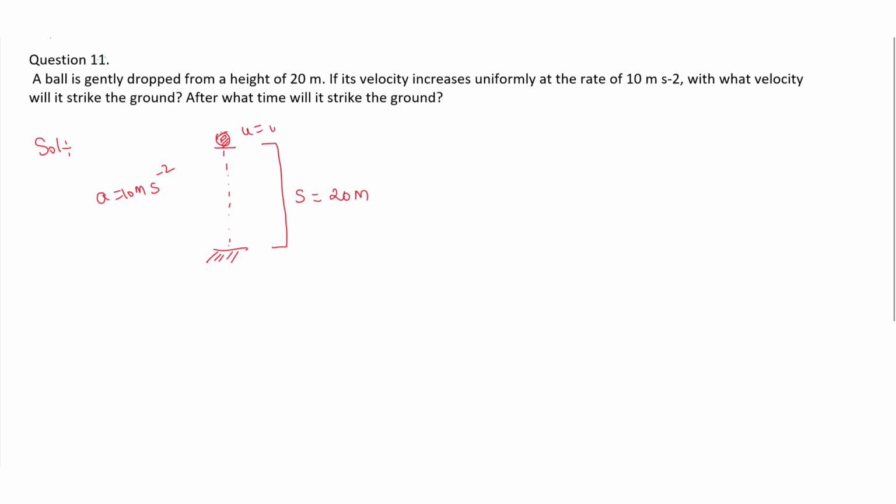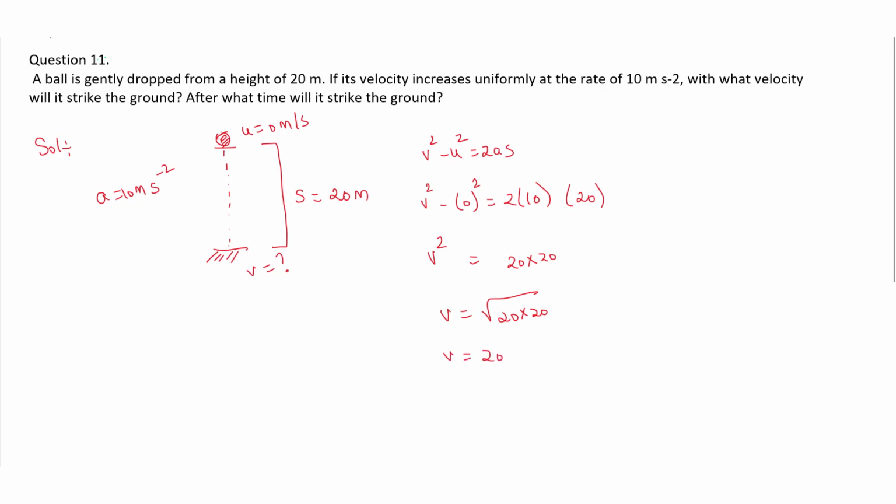So initial velocity is taken as 0 meters per second because it is starting and the ball is gently being dropped. And the final velocity we don't know, that is what we have to find. By using the third equation of motion, v square minus u square is equal to 2as. Here u square is 0 square, 2as is 2 into 10 into s, and s is given as 20. So v square is equal to 20 into 20. v is the root of 20 into 20, that is v is equal to 20 meters per second.